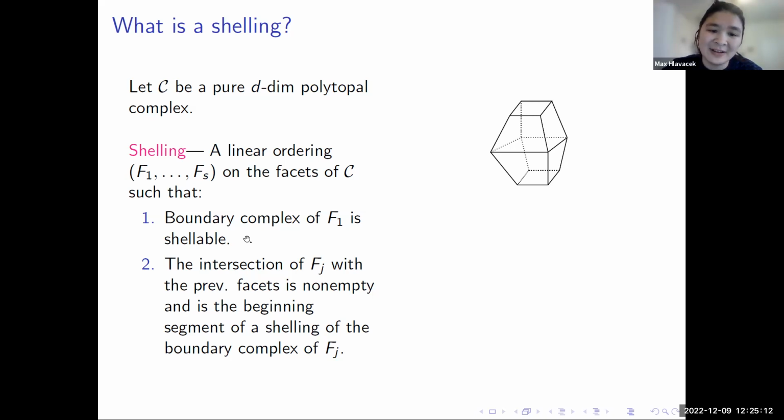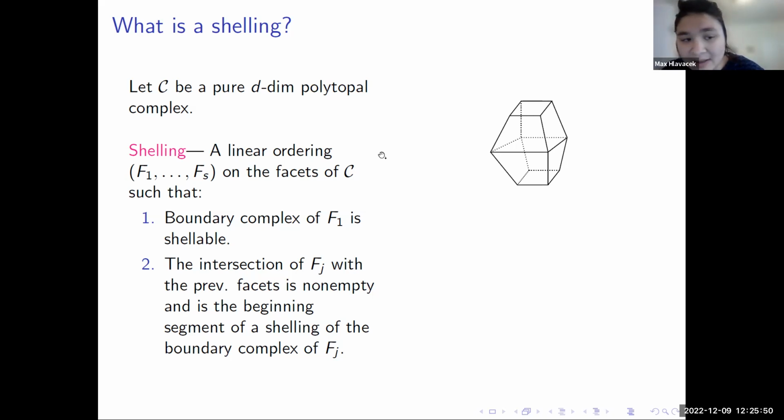A shelling is just an ordering of those squares that satisfies some recursive properties. First of all, the boundary complex of the first face you choose is shellable, and then if you take the intersection of the face you just added with all the previous faces, that's the beginning of a shelling. So there's a recursive definition here. I think about it as: the next one has to be touching the first one, and you have to have nice connectivity properties of both what you're already including and what you have yet to include.